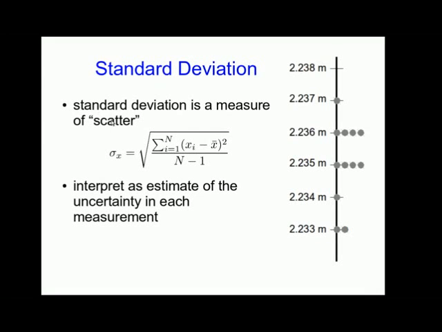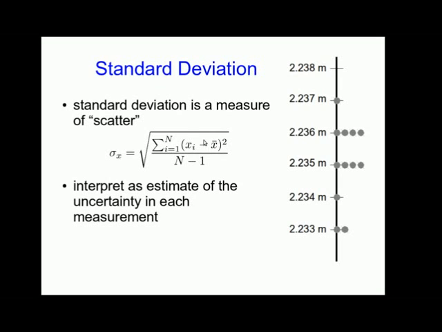So the usual measure we use of the scatter is this thing called the standard deviation. So this sigma, and I'll say sigma x, is the standard deviation of x. And look what you do. You take each of your x's, so each data point, and you subtract the mean. So you get a deviation.